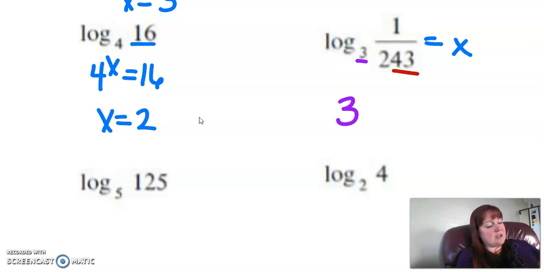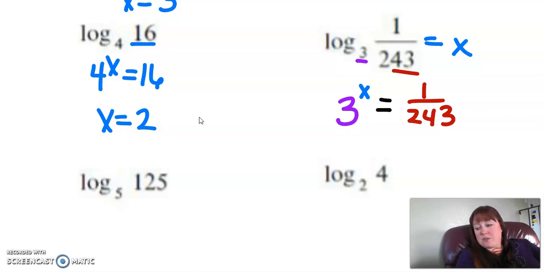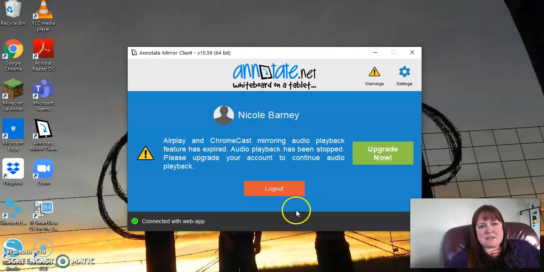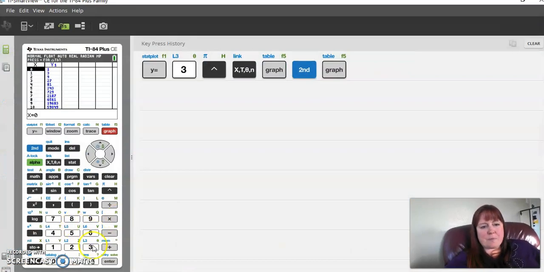Again, base to the exponent equals the argument, 1 over 243. So 3 to what equals 1 over 243? The first thing you might notice is that it's a fraction. That makes you think, ding, ding, ding, this is a negative exponent, right? Negative exponents spit out fractions. So 3 to the what equals 243? Is it 5? No. Is it 6? Let's pull up our calculator.